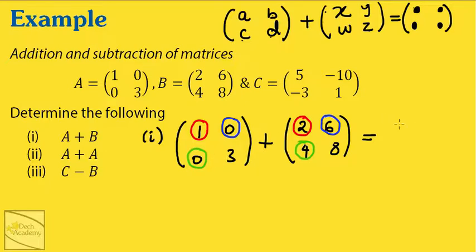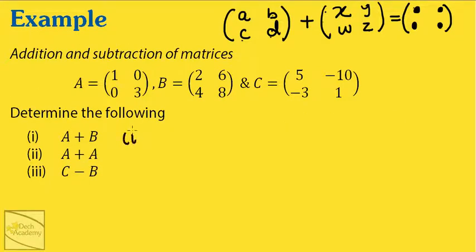Like I said, we're adding two 2 by 2 matrices, so our resulting matrix is going to be a 2 by 2 matrix. The element in the top left corner is obtained by adding the elements circled in red, so 1 plus 2 is 3. The element in the top right corner is obtained by adding the elements in blue, 0 plus 6, which is 6. Elements in the bottom left corner are obtained by adding the elements in green, 0 plus 4, which is 4. And the element in the bottom right corner is simply obtained by adding the elements in the bottom right corner, so 3 plus 8, which is 11. So matrix A plus matrix B gives this matrix whose elements are 3, 6, 4, and 11.